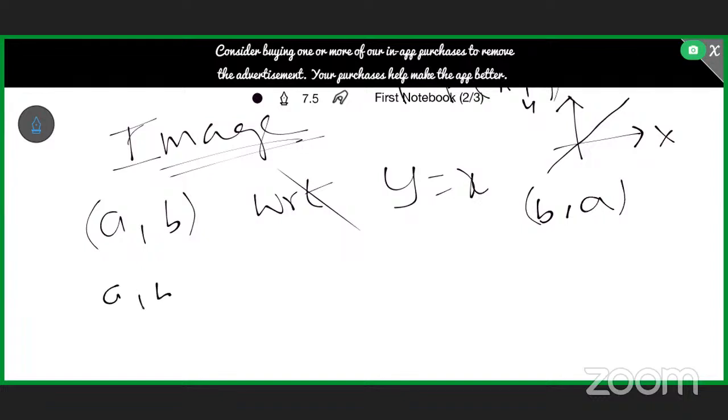(a, b) is my point. The image of this point (a, b) with respect to the line x + y = 0 will be (-b, -a).